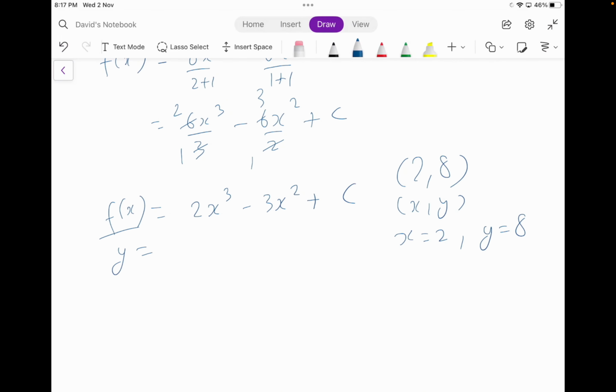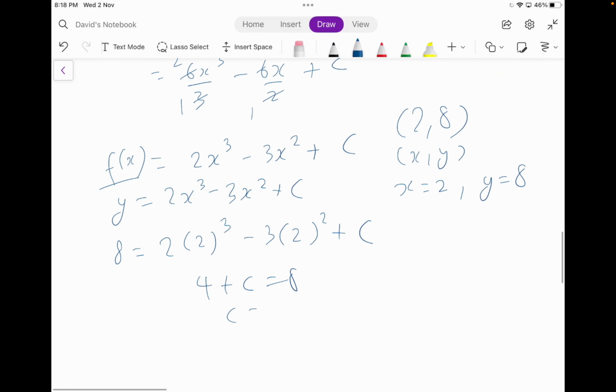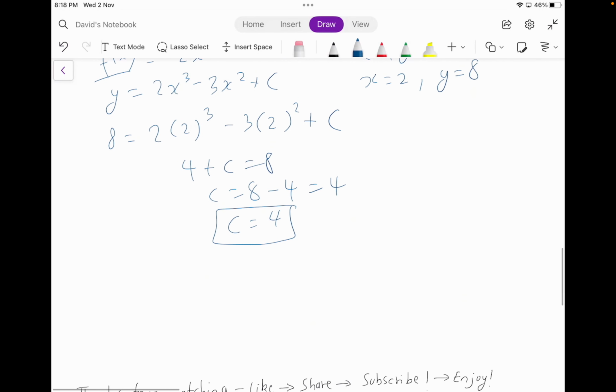As we know, f of x is equivalent to y equals 2x cubed minus 3x squared plus c. We have to find out the constant of integration. So 8 is going to be put in for y, 2 raised to power 3 minus, we're just going to substitute the x value also into the equation to find out what c stands for. I'm just going to use my calculator here, guys, to understand the question much better. So you have 4 plus c is equivalent to 8. c is going to become equal to 8 minus 4, which is 4. The value of c, now we know, is 4.